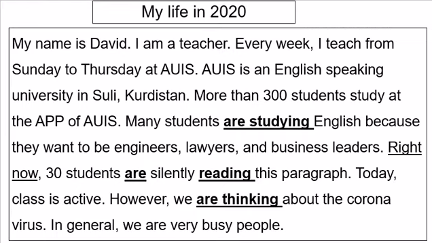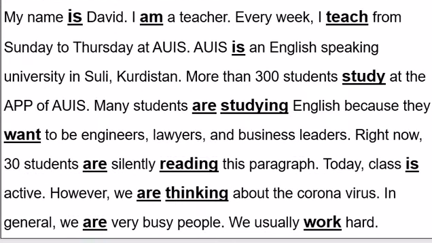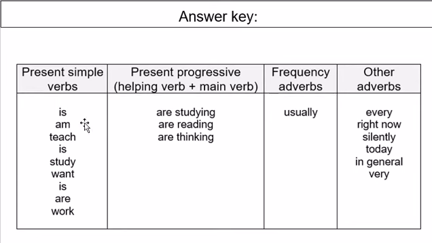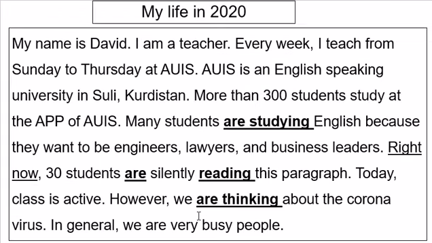All right, so these are the verbs that we saw, and answer key is coming to your table, the table that you wrote in your notebook. So here is the answer key. You can pause if you are not finished. Okay, here are the verbs that we saw. So frequency adverbs we saw usually, and we saw other adverbs like every, right now, silently, today, in general, very. So these words help you understand more detail about these actions, right?